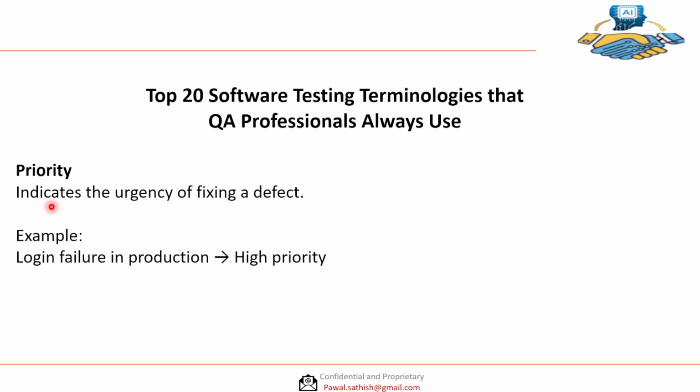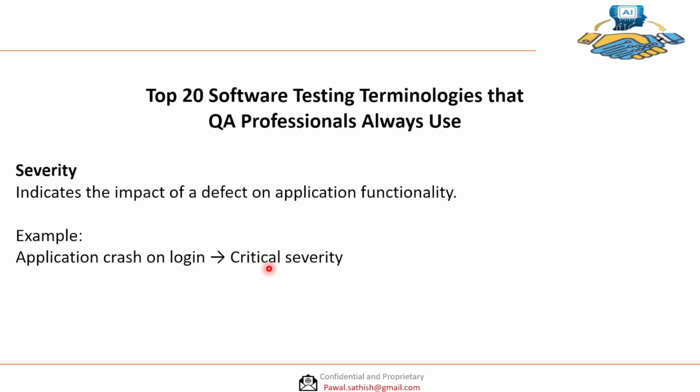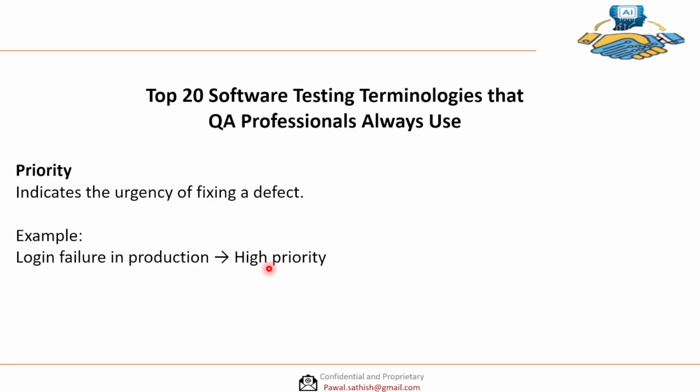Then priority. Priority indicates the urgency of fixing a defect. For example, a login failure in production is a high priority. Usually, severity is defined by the QA, whereas priority is defined by the product. But now, mostly in agile development, in the defect triage meeting only, we are deciding the severity and priority.